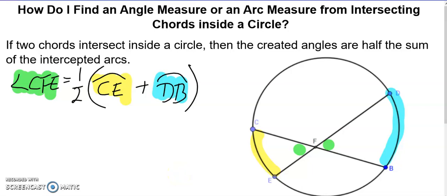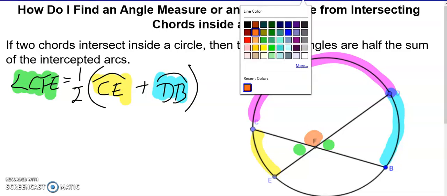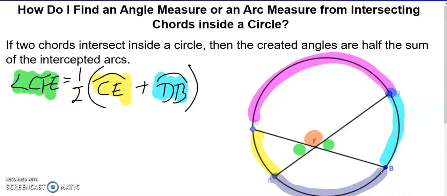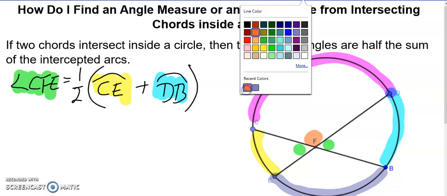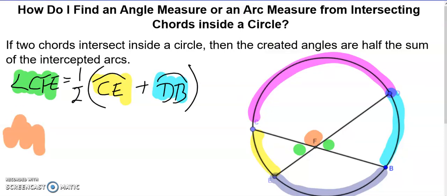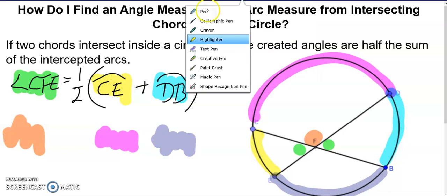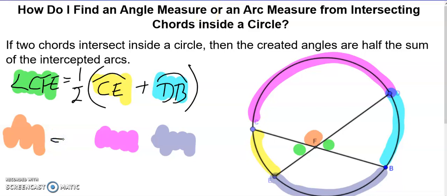If I wanted to, I could do it with the other arcs and angles in the circle. I could do this arc, and this angle, and we could do this arc. The same rule applies. The orange angle is going to be half of the purple arc plus the lilac arc, maybe. So that angle is angle CFD.